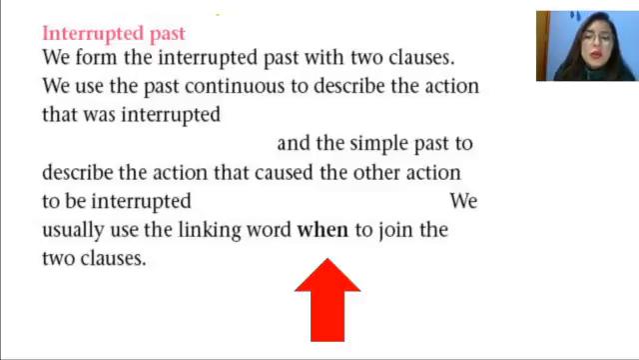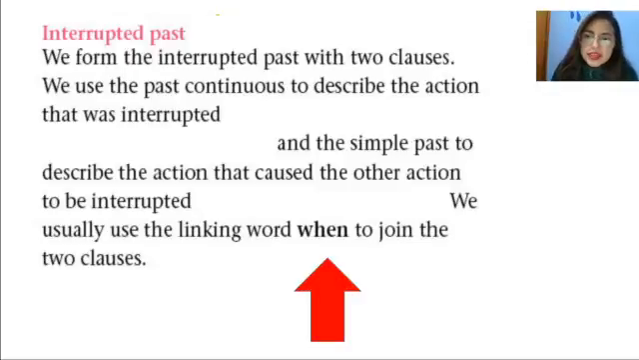¿Ok? We usually use the linking word when to join the two clauses. Usualmente se va a utilizar when, cuando, para unir estas dos cláusulas, past continuous with simple past. Recuerde, el past continuous es la acción que fue interrumpida. Por la razón que nos va a dar después de when y la siguiente oración en past simple o pasado simple. Okay, we are going to start our class with this topic.